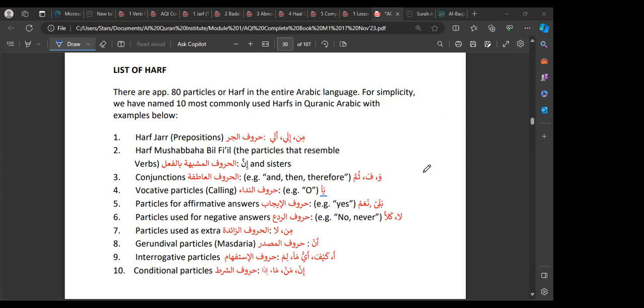There's a lot of information, a lot of signs for harf, verbs, particles, and nouns. But the more you practice, the more you do practicals of it, inshallah, the easier it will become.